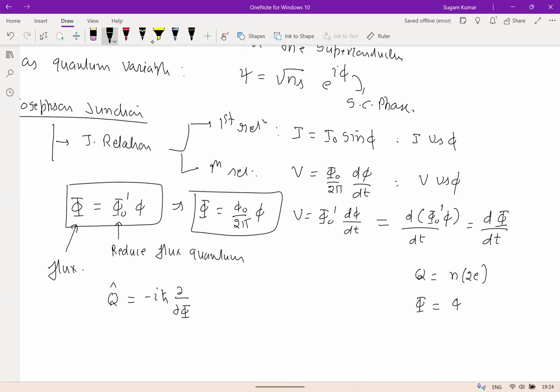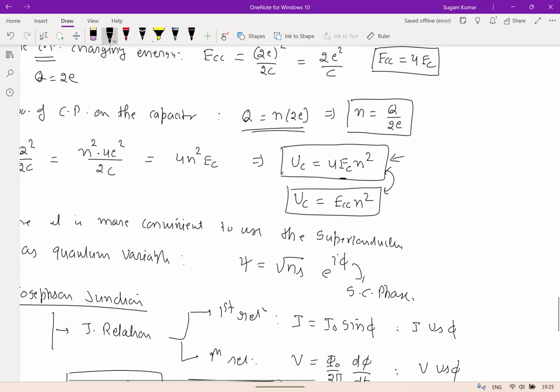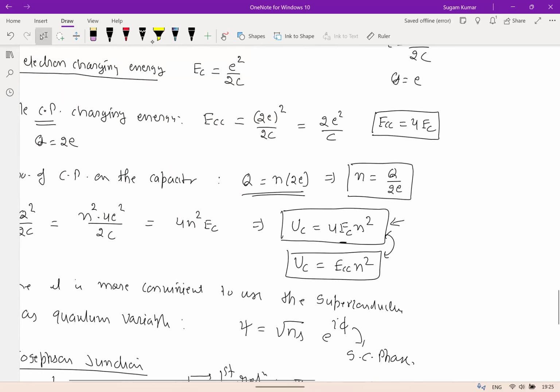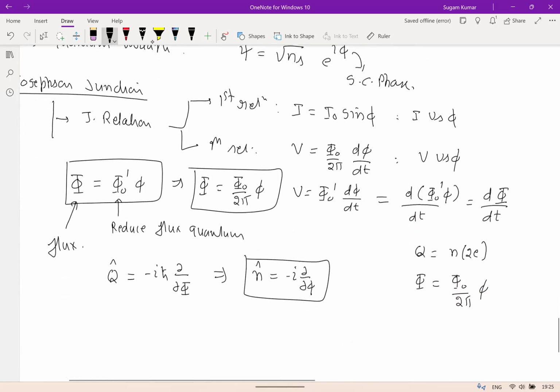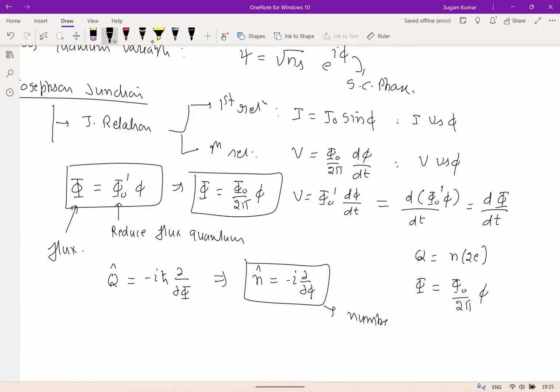So this is actually phi naught upon 2 pi into phi. So you can put here in this equation, you can solve yourself, and I can tell you, you will get this equation n cap equal to minus iota del by del phi. So you can see this n number, okay? This was the number of Cooper pairs. So I'm going to use this as a number operator. So this is going to be called the number operator. I hope you are very much familiar with the number operator in the quantum harmonic oscillator.